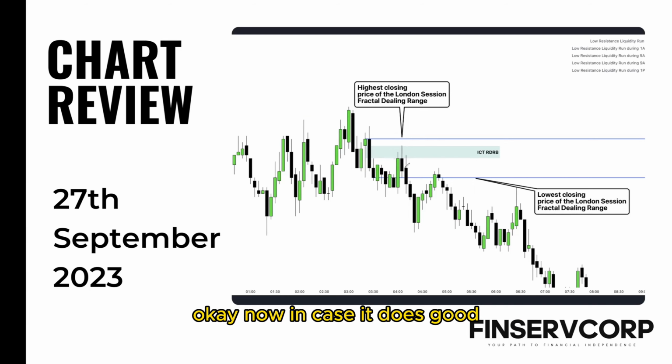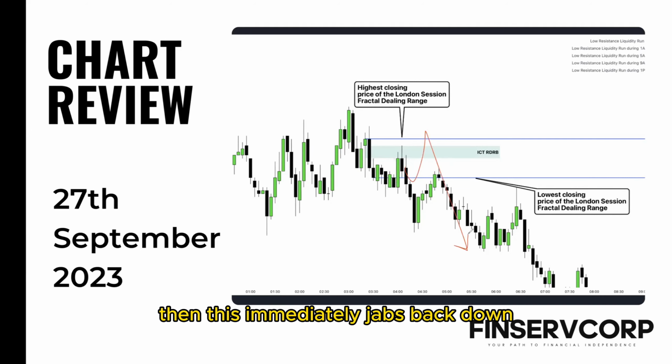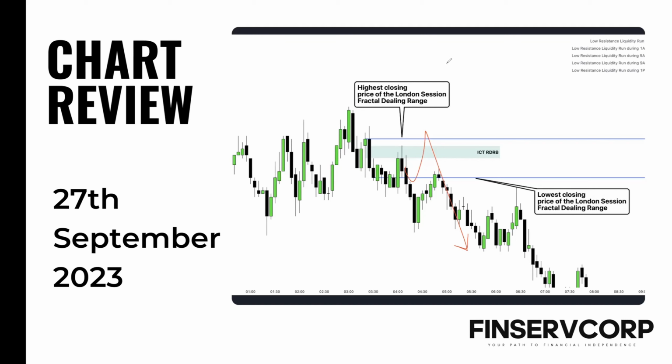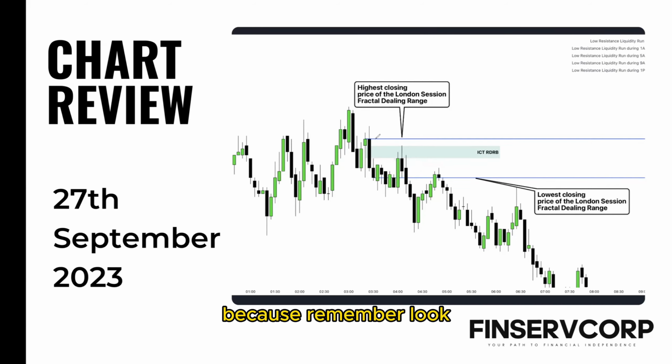Now, in case it does, because there are some instances in which price goes there and this immediately jabs back down, that's fine. That's in case of a situation in which that point is actually a rejection block, because remember, we're looking at the closing price, so it could be a rejection block as well, if a situation arises that makes it a rejection block, okay? So there are instances like that, but if you actually study this and see enough variations of this play out, it should be very easy for you.